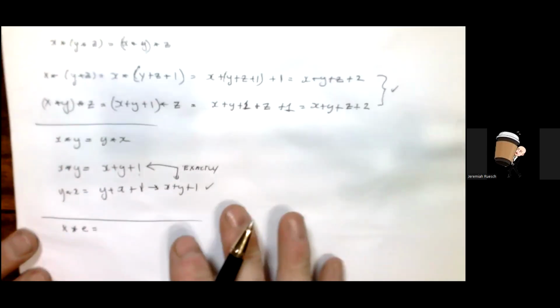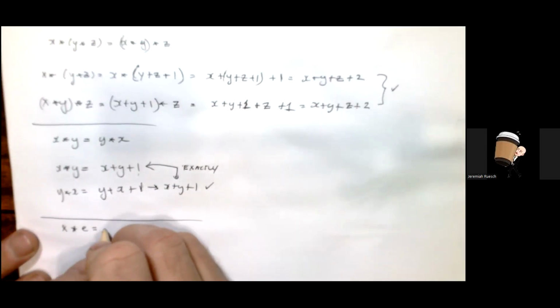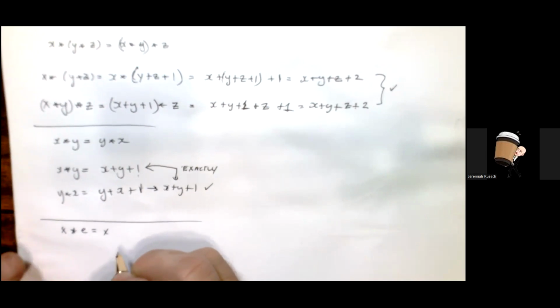So identity, what that means is X starred with some identity element. We typically call it E. For whatever reason, this isn't the function E, but it stands for the identity. We want to see if that gives us back X. Okay, so is there some quantity that would allow for us to do that?